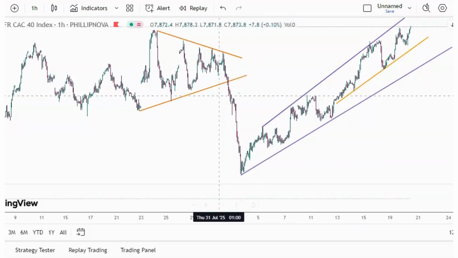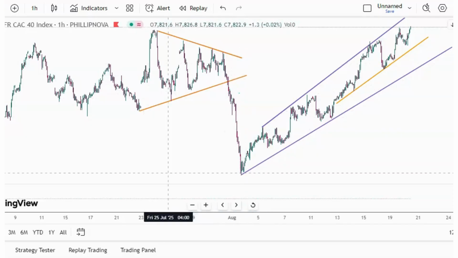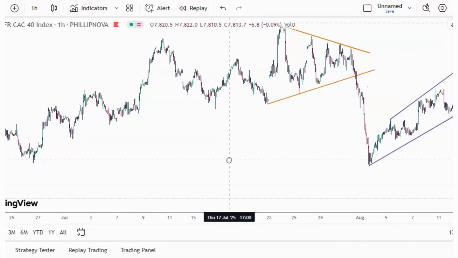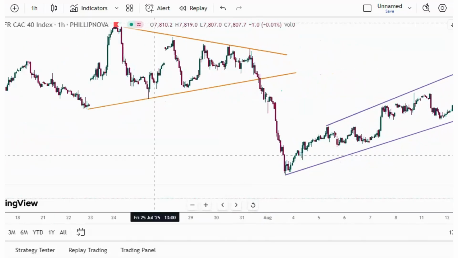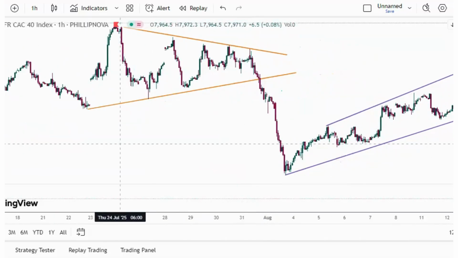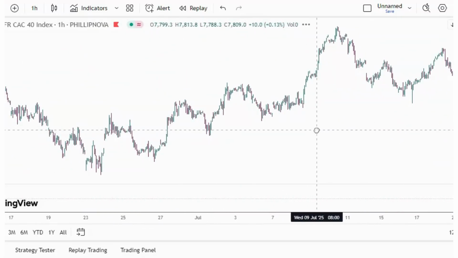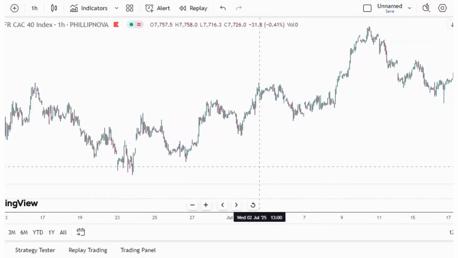And here, don't forget that after the triangle, the price went down to the previous support level. This was a very great trade. I didn't miss it, I took it. Okay, let's see what do we have here.